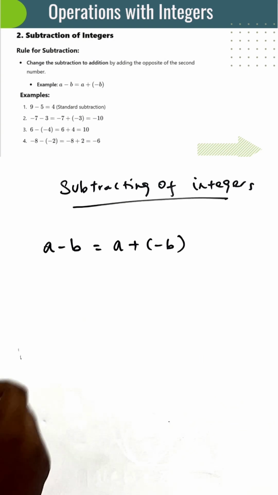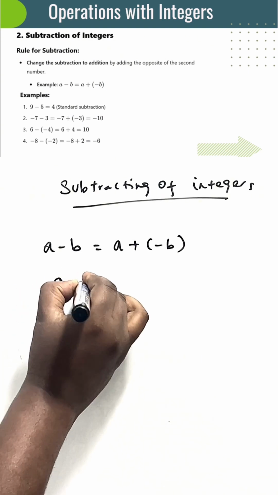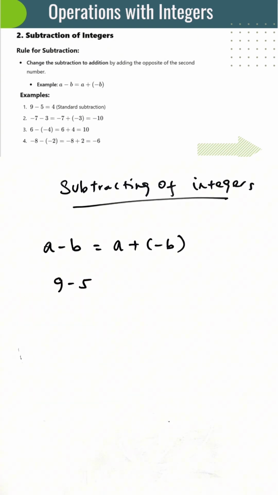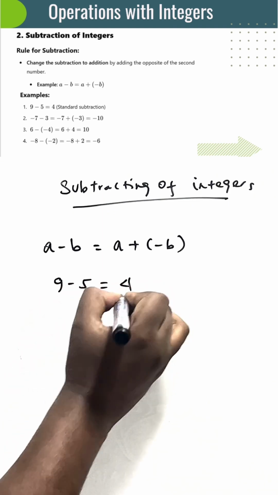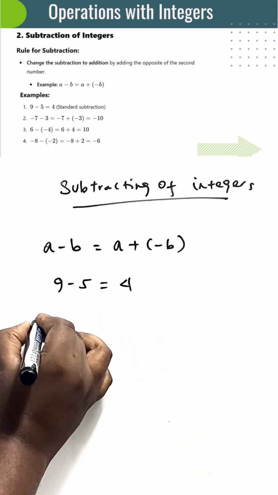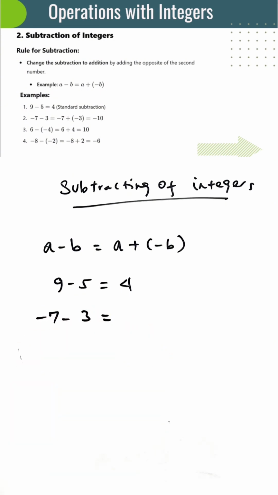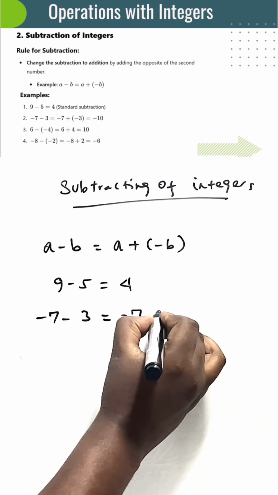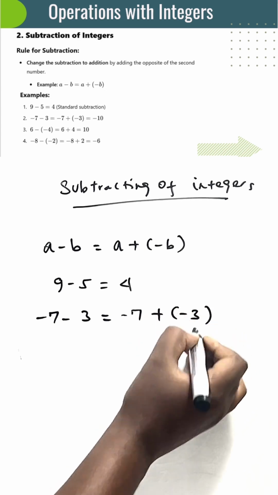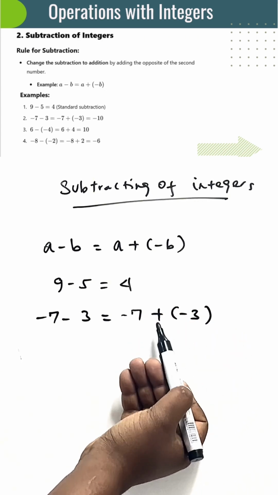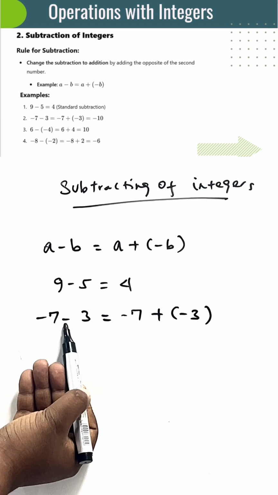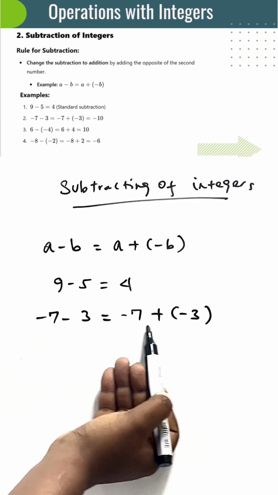Same thing. For example, if you have 9 minus 5, it is a standard value. As we know, 9 minus 5 is 4, right? But if you have a negative number subtracting 3, in this case, what do we do? We do -7 plus -3. Because a positive times a negative would be negative, we can also write -7 minus 3, which is the same thing.